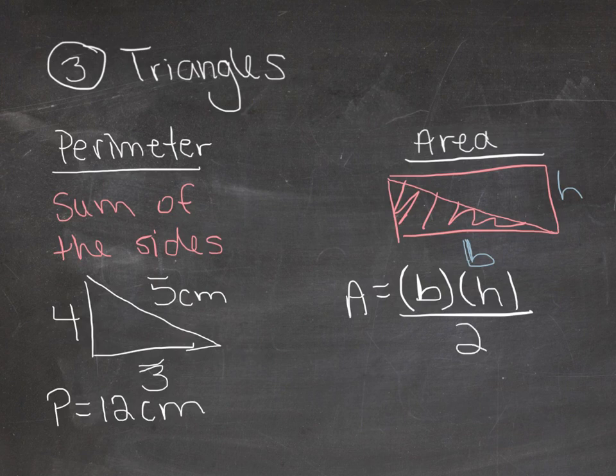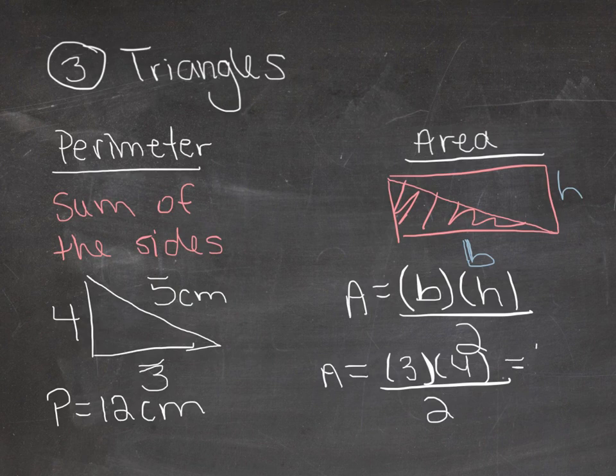So for example, in the triangle that I have to the left, I have a base of 3 centimeters and a height of 4 centimeters. So if I substitute those in, I have 3 times 4 divided by 2. So 3 times 4 is 12, divided by 2 is 6. So I end up with 6 centimeters squared as the area.